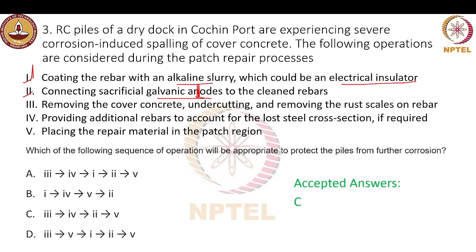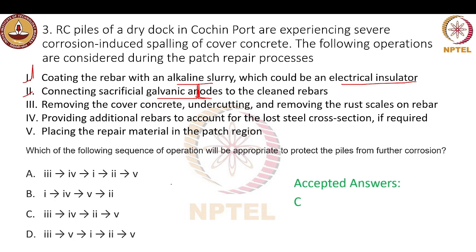You can apply slurry, but there are chances that your connection will fail. As a secondary option, that is, if system one fails, we'll have a system two in place. But if you are providing an electrical insulator over the rebar, the anodes won't work, right? They need electrical connection from rebars to anodes. If you are providing insulator over the rebars, the anodes won't work properly.